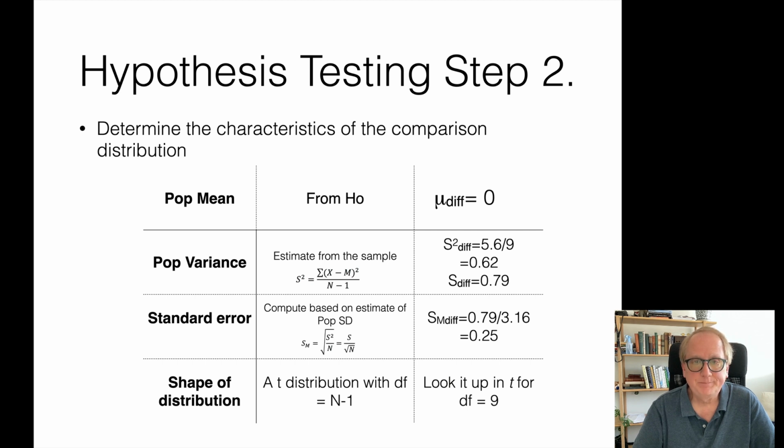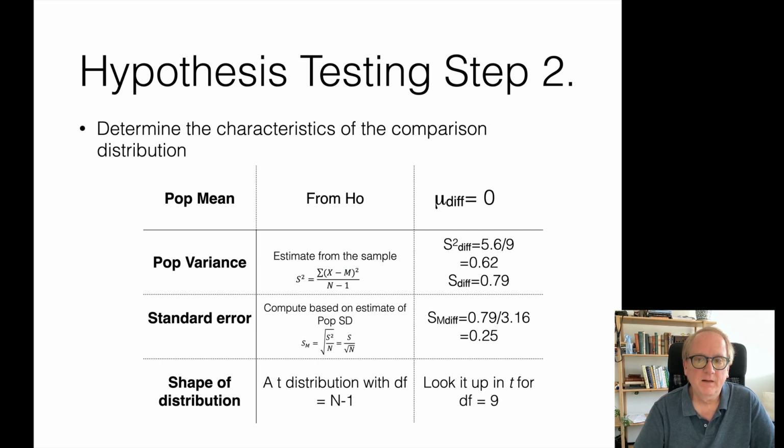I'm going to subtract 1, and now I get 9. So that would mean that 5.6 divided by 9 is 0.62. If I take the square root of that, I now have my standard deviation of those difference scores. It's 0.79. So I now have an estimate of the standard deviation of difference scores out in the population. It would be 0.79.